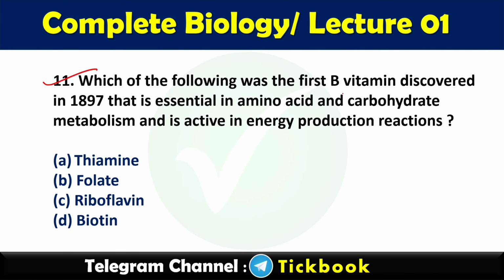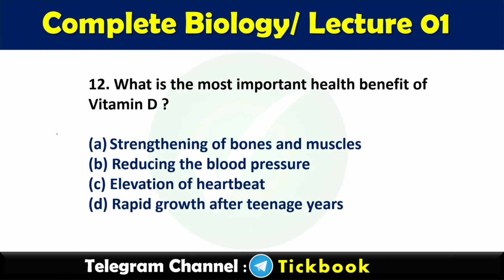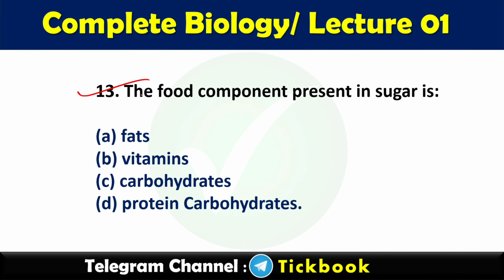11. Which of the following was the first B vitamin discovered in 1897 that is essential in amino acid and carbohydrate metabolism and is active in energy production reactions? Option number A, thiamine. 12. What is the most important health benefit of vitamin D? Option number A, strengthening of bones and muscles. 13. The food component present in sugar is? Option number C, carbohydrates.